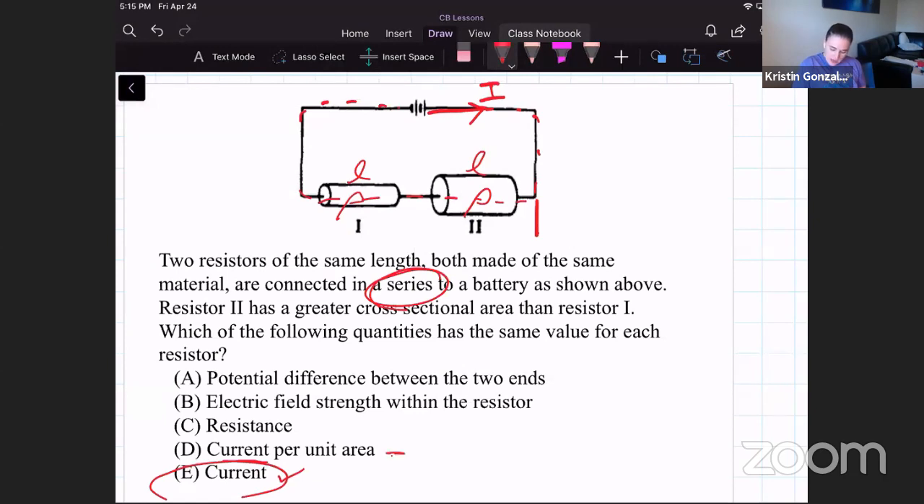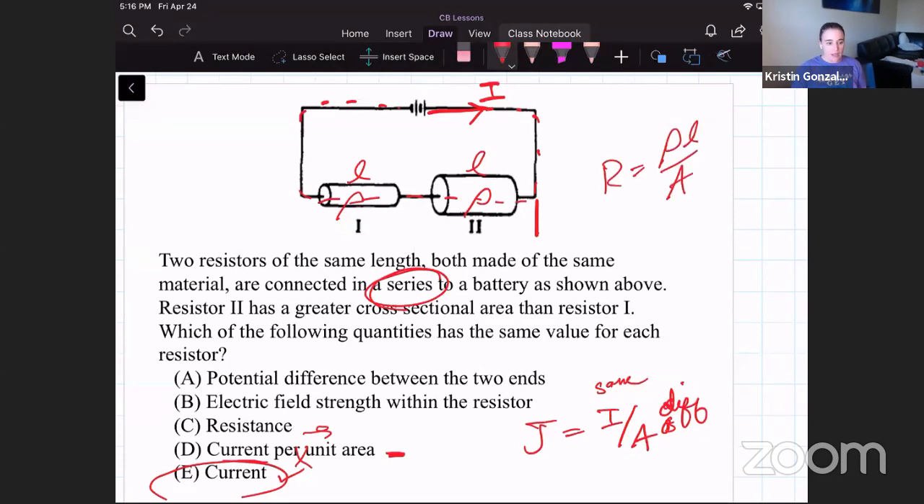Let's look at D. Why is the current per unit area not correct? Last night we talked about current density: J is equal to the current per cross-sectional unit area. Their cross-sectional areas are different, but their currents are the same, so they cannot have the same current density. The resistance: why would it not be the same? They have the same length and the same resistivity, but if their area is different, the resistance has to be different.